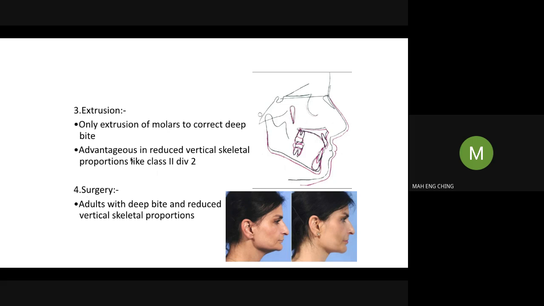So surgery, when it comes to severe cases or non-growing patients, adults with severe deep bite, a lot of the time we have to do orthodontic surgery. So we can do impaction of the upper jaw and sometimes advancement of the lower jaw, or a combination of both.